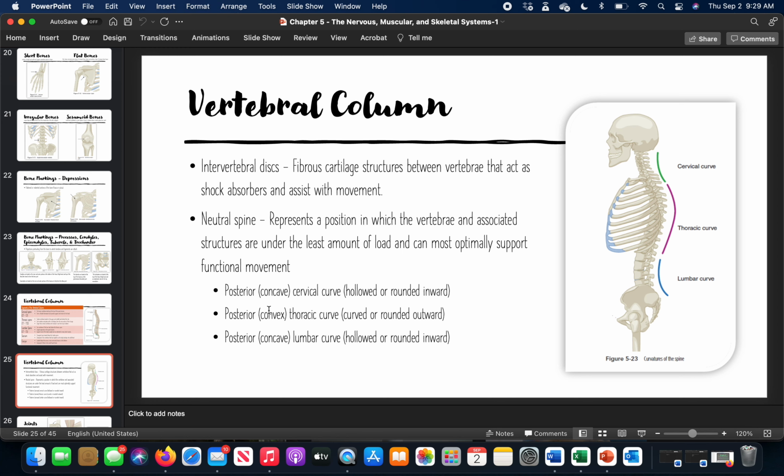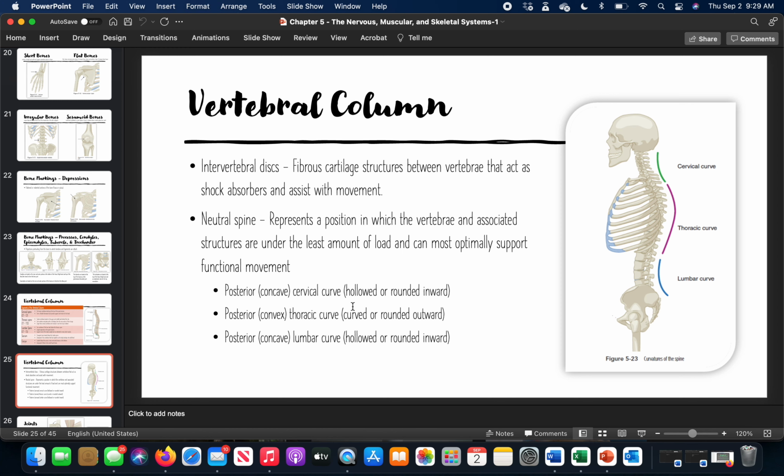Now, within that vertebral column, you do have intervertebral discs, and intervertebral discs are those spongy-like structures made of cartilage that act as a shock absorber. They actually help allow movement, sliding and gliding of that vertebral column with some rotation as well. With that shock absorption, they don't allow the bones to be bone on bone.